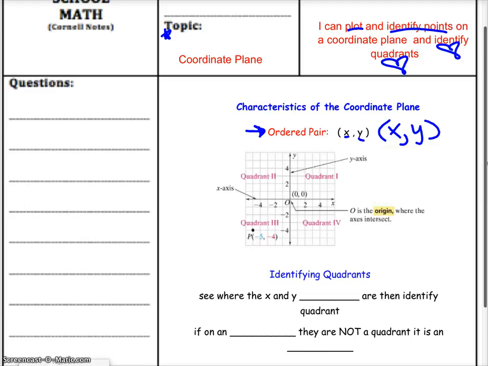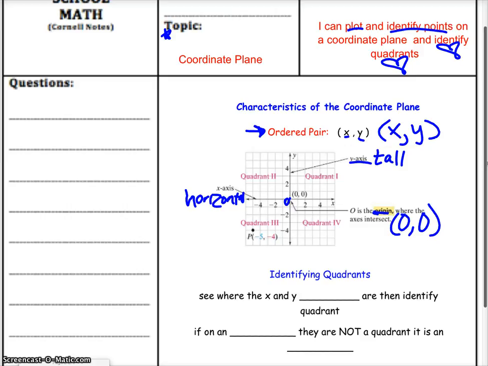And then we have the y-axis. The y-axis is the tall axis. And then you have the x-axis. The x-axis is the horizontal. This letter O represents the origin. It's where the two axes intersect, and the origin is always the point 0, 0. Your x is 0 and your y is 0.